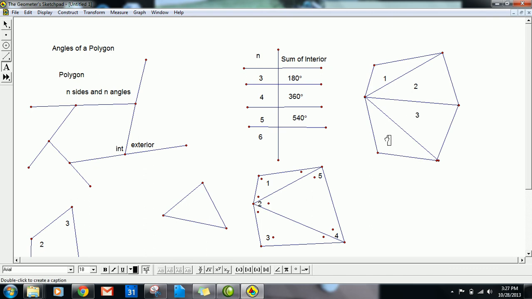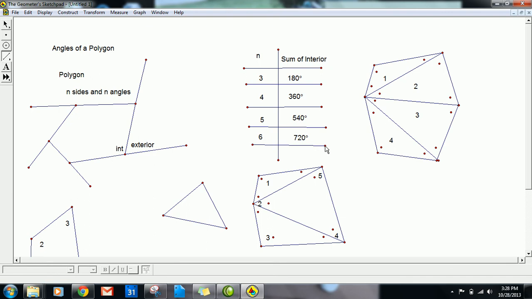Each triangle has 180 degrees, right? So 180 here, 180 here, 180 here, and a fourth 180 here. And that accounts for all the angles of that hexagon. So a hexagon has 4 triangles times 180 degrees each, which is 4 times 180, 720. So there's definitely a pattern emerging. So what happens if there are n sides?